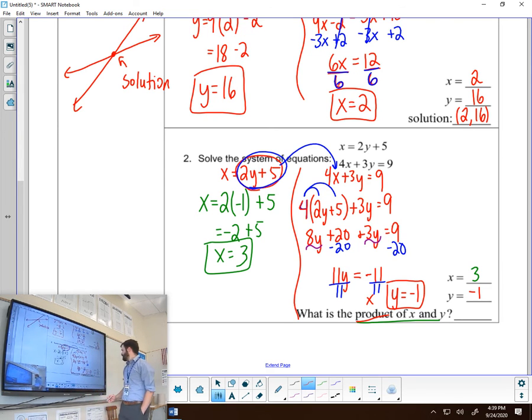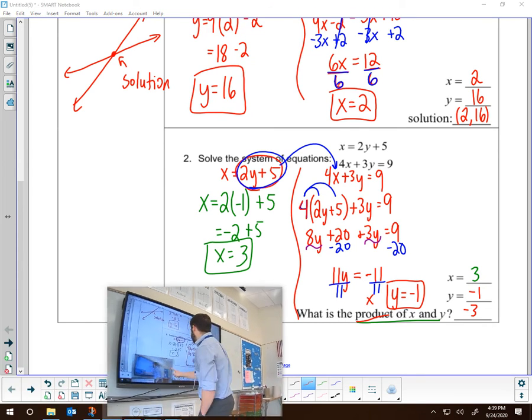So if I'm looking at the product here, I'm going to multiply these two together. The product of 3 and negative 1, 3 times negative 1, is negative 3. So there's my answers. x equals 3, y equals negative 1, and the product of x and y is negative 3.